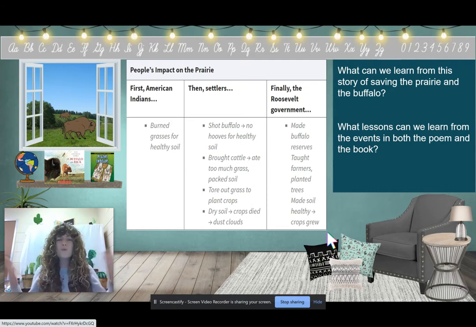So, what is something that we can learn about this story from saving the prairie and the buffalo? What do you think we can learn? How can we keep this in our hearts? We don't live on the prairie, but what can we do? What can we do here in Tennessee with our land and our nature? Tell me in the puzzle.